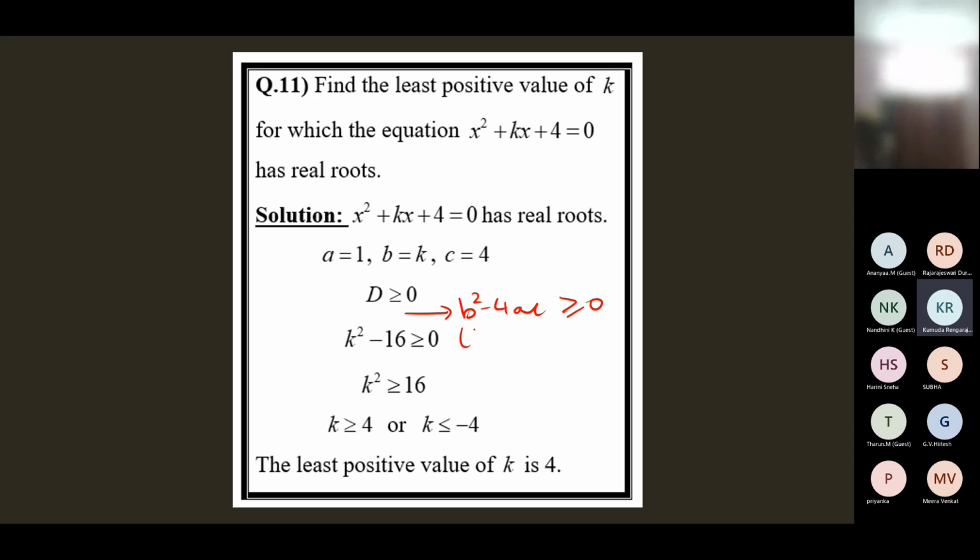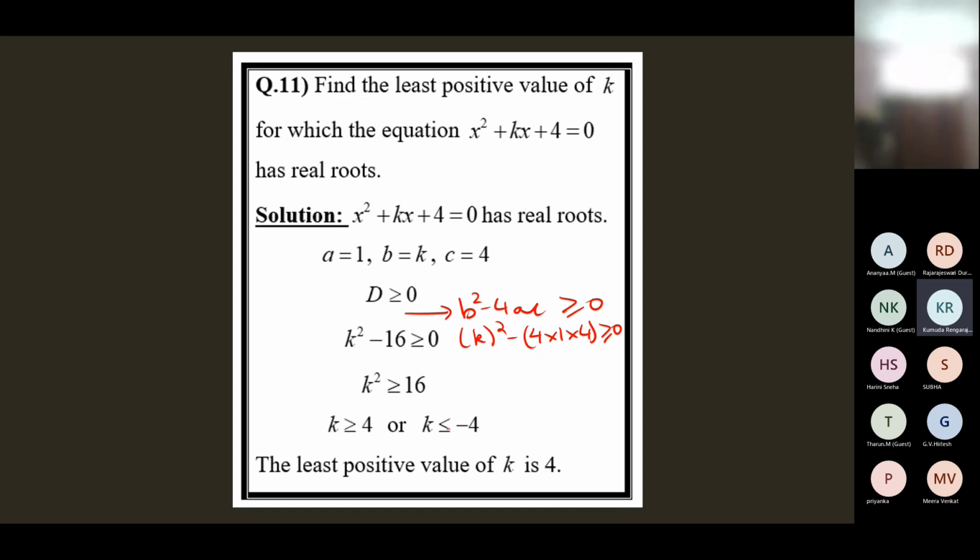What is B square? K the whole square minus 4 into A into C, 4 into 1 into 4, is greater than or equal to 0. And then you can come back here. So k square minus 16 is greater than or equal to 0. Transpose 16. So k square is greater than or equal to 16. Plus 4, minus 4.